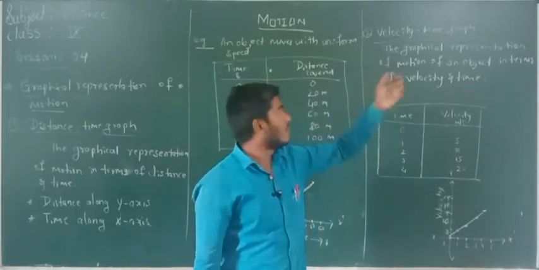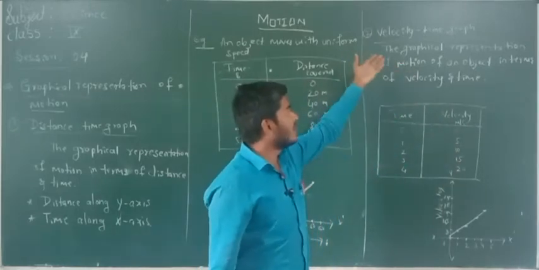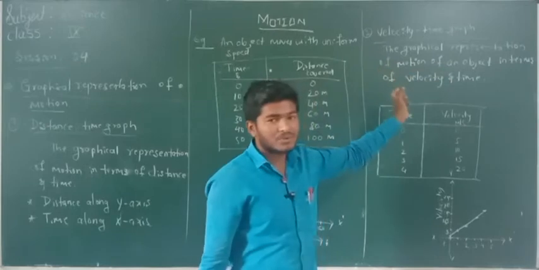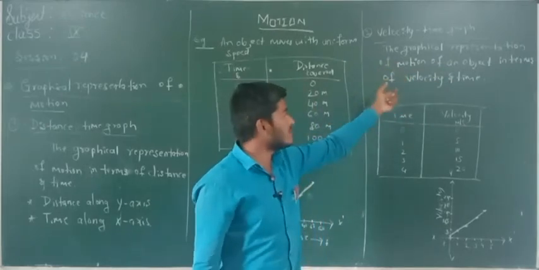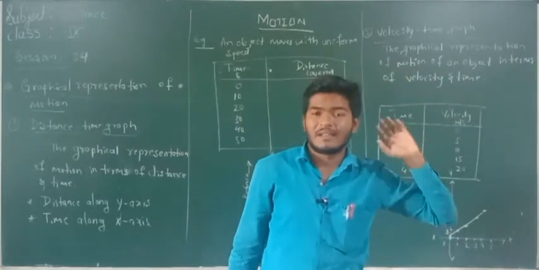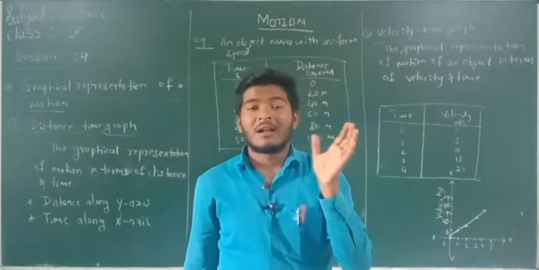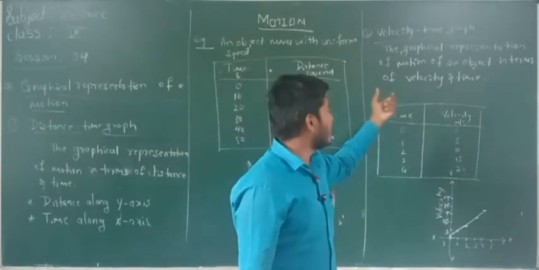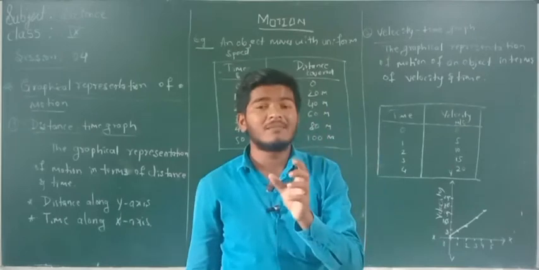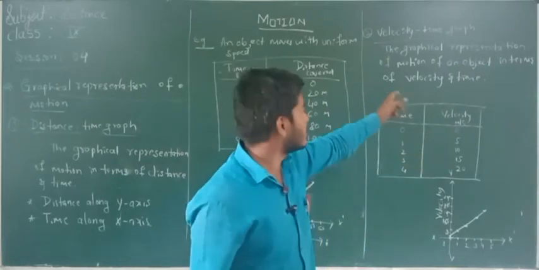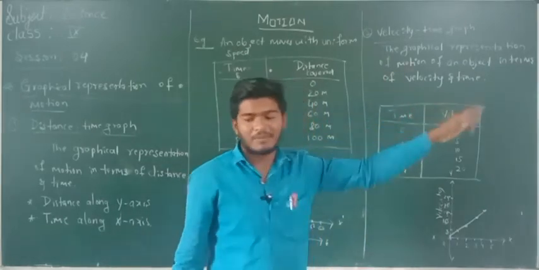So once again, what is a velocity time graph? The graphical representation of the motion of an object in terms of velocity and time is known as a velocity time graph.